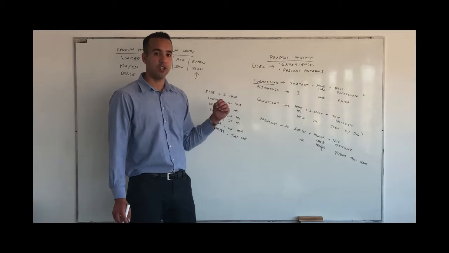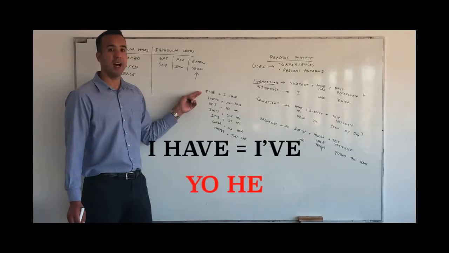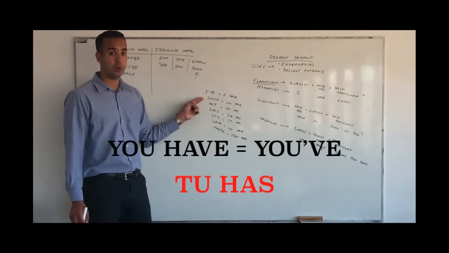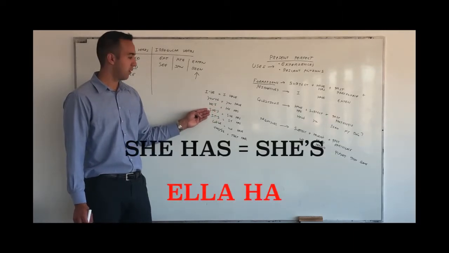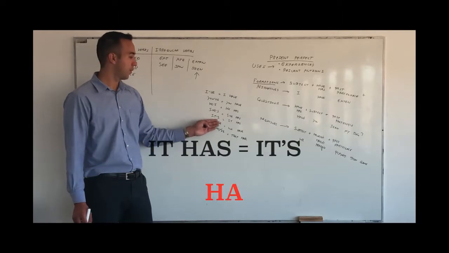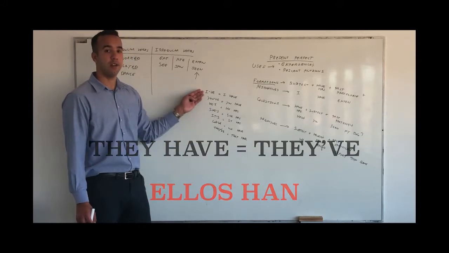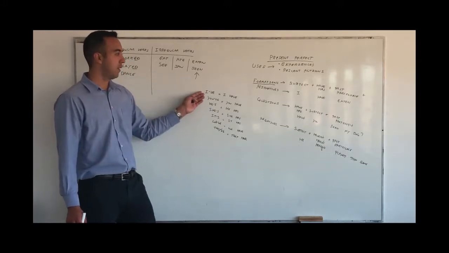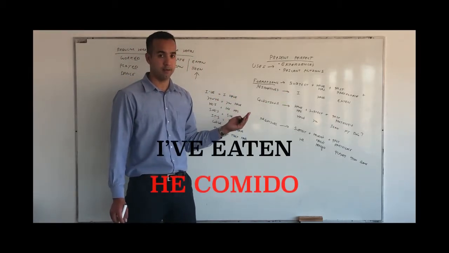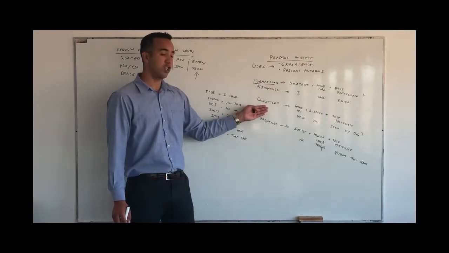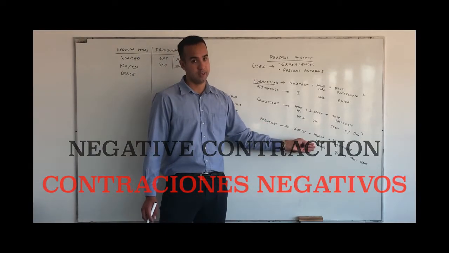Now let's look at the contractions with affirmatives. So the contraction of I have is I've, you have, you've, he has, he's, she has, she's, it has, it's, we have, we've, and they have, they've. So here are the contractions of the present perfect. So I have eaten, the contraction would be I've eaten. We don't use contractions in questions, and the contraction in the negative is haven't or hasn't.